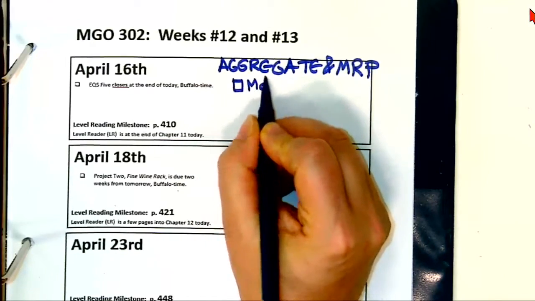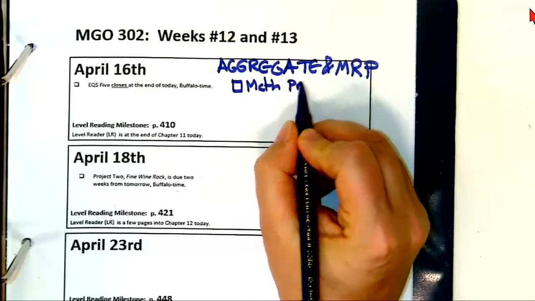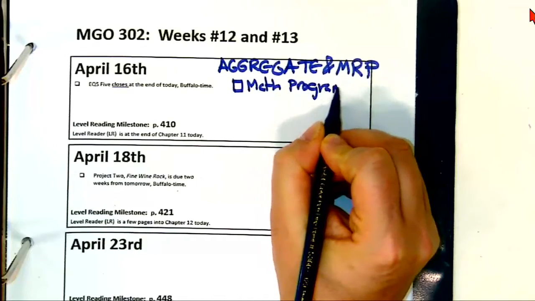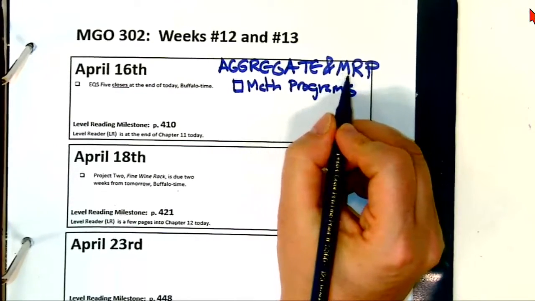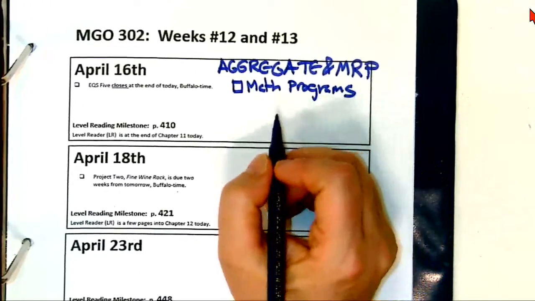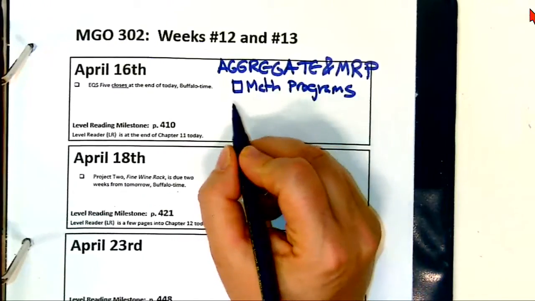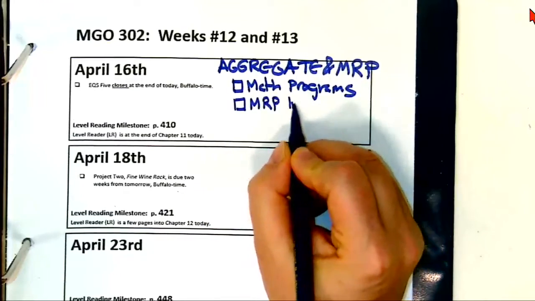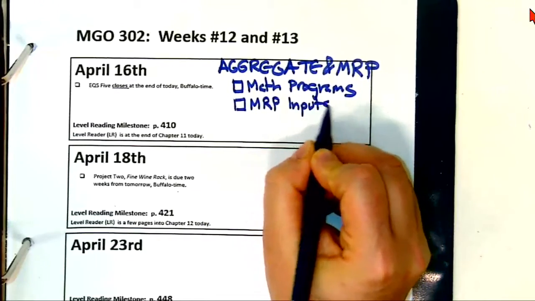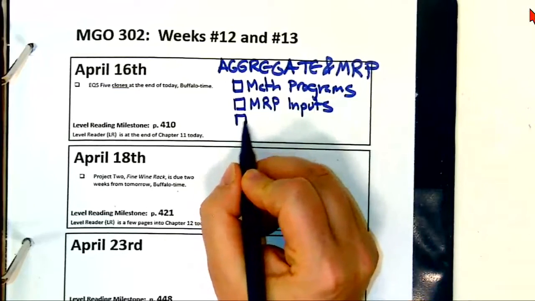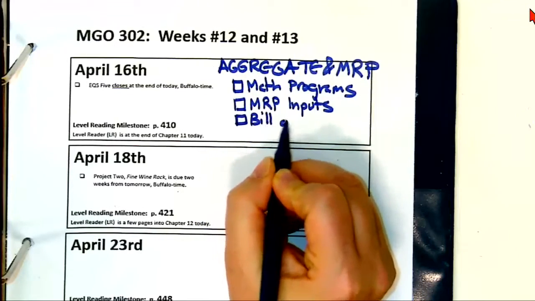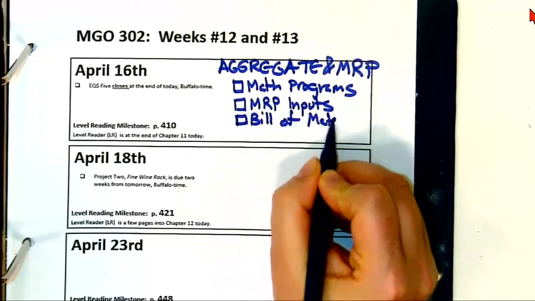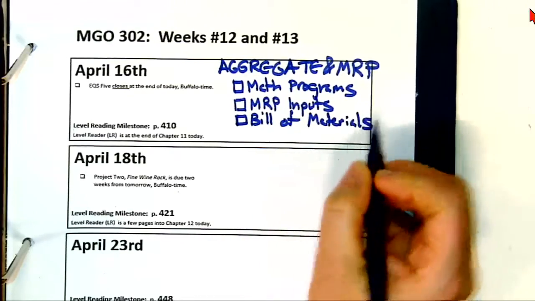Today we have one other major item from aggregate planning, the idea of math programs. So we'll take a look at that. And we're going to move on to the beginning of this thing that's known as MRP, material requirements planning. We'll just quickly review what it's all about, MRP inputs, and we might start on one of those inputs, bill of materials.